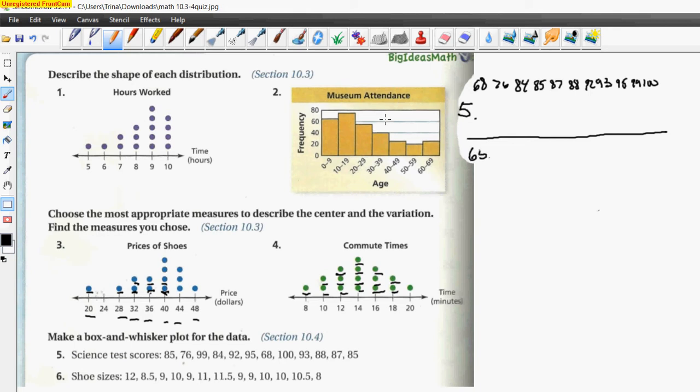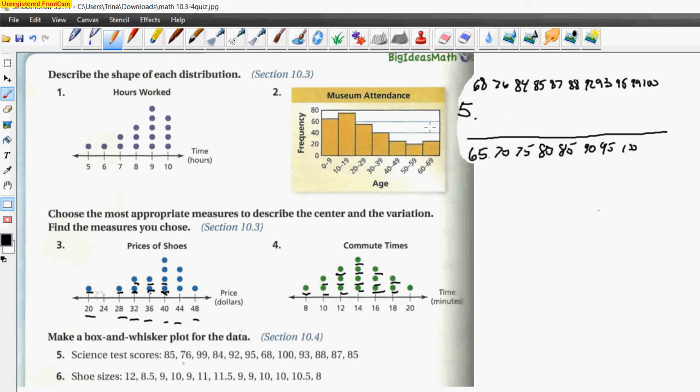So let's put 65. Let's put 70. Okay. Let's put 75. Okay. Let's put 80. Let's put 85. Let's put 90. Excellent. 95. And then 100. Okay, it's a funny looking 100, but it is 100.